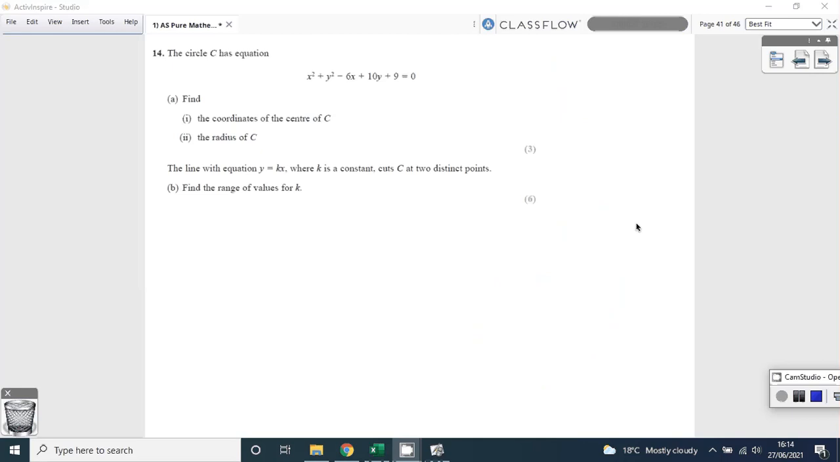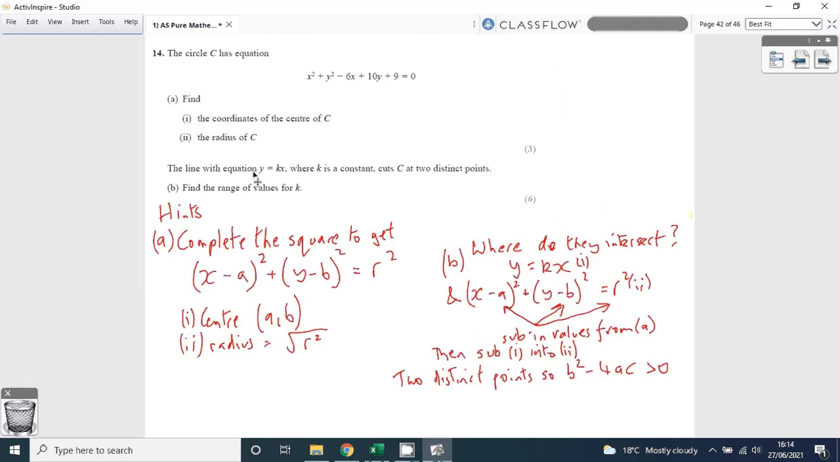Here's question 14. So just pause it now if you want to have a go with no hint. Your hint for part A is that you need to rearrange this so you have your x terms followed by your y terms, then complete the square for x and y and get it into this format. Once you've done so, the center of C is (a, b) and the radius is the square root of your right hand side.